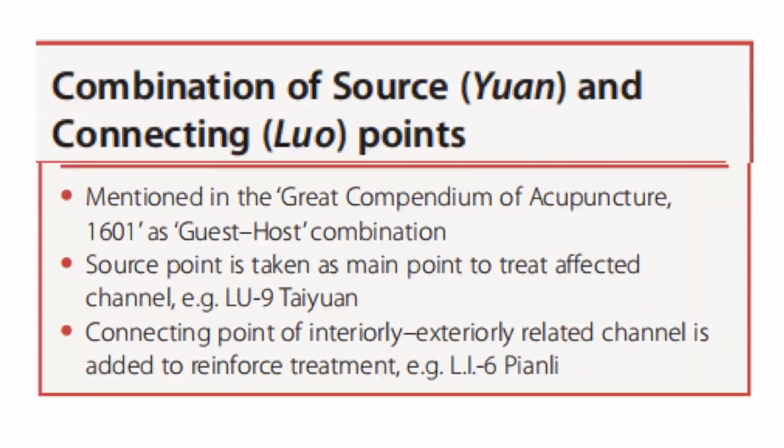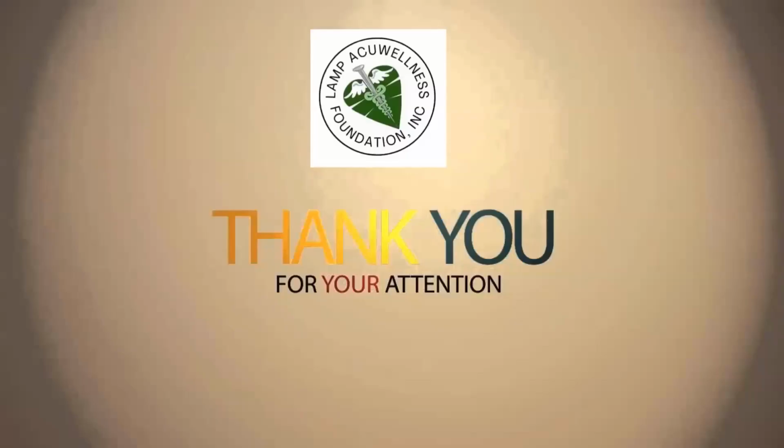So in summary, the combination of source or yuan points and the connecting or luo points is mentioned in the Great Compendium of Acupuncture in 1601 as the guest host combination. The source point is taken as the main point to treat the affected channel. Example here is lung 9. The connecting point of the interiorly exteriorly related channel is added to reinforce treatment. Example, LI6. Thank you for your attention.